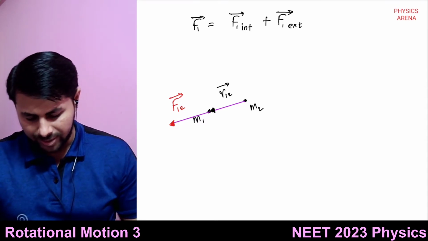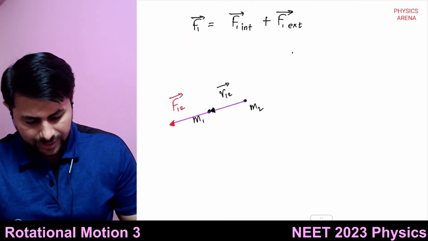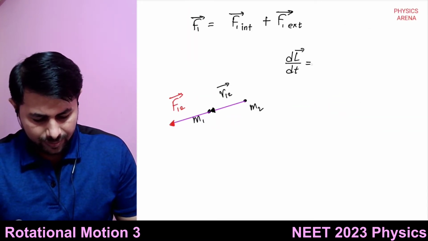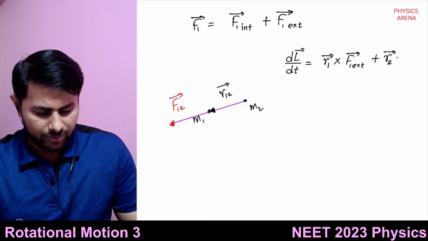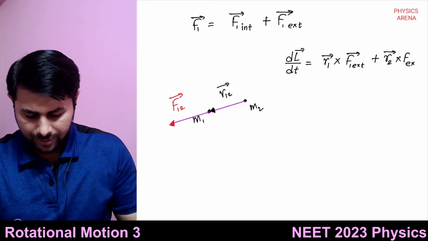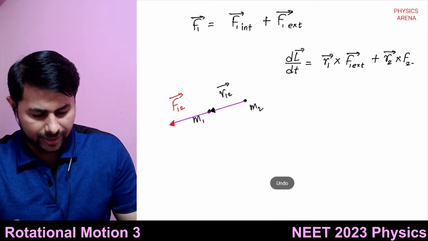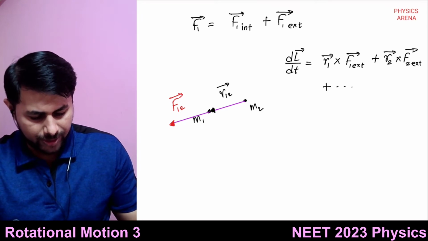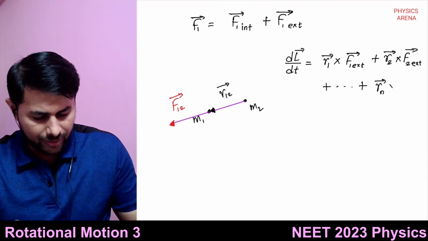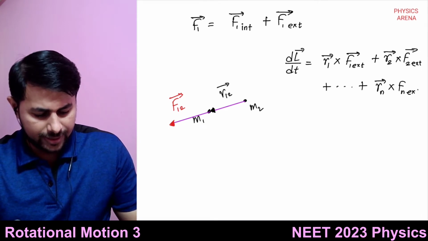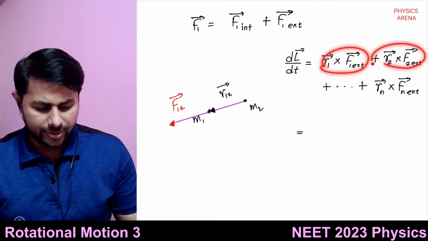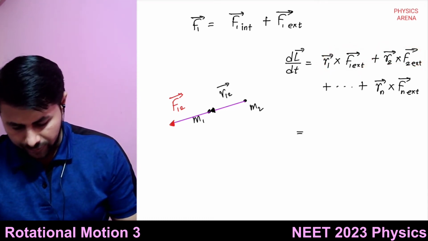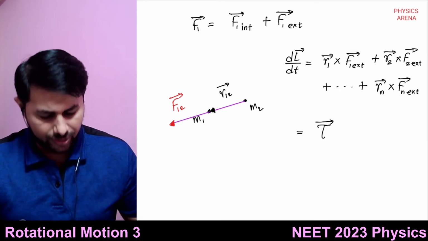So torque is only caused by what? External forces. So what is dL bar by dt? It is equal to r1 bar cross f1 external only, plus similarly r2 bar cross f2 external, the external force acting on the second particle, plus so on and so forth up to plus rn bar cross fn external. So this is the torque on the first particle, this is the torque on the second particle, and so on. So we can say this is the total torque acting on the body.